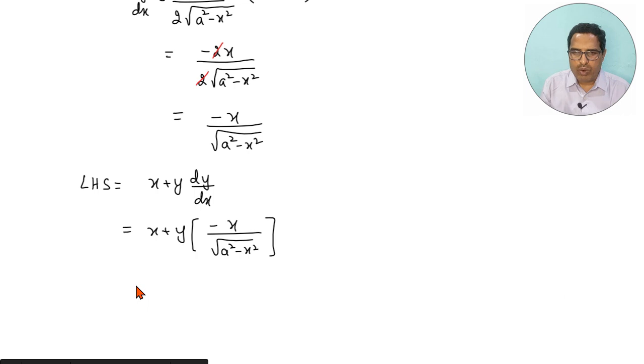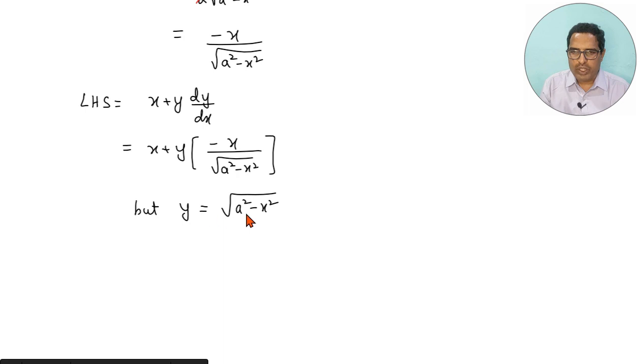But we know the value of y from the given question. So what's the value of y from the question? It is root of a square minus of x square. Substitute the value of y is equals to root of a square minus of x square there. We will be getting x plus root of a square minus x square times of this value minus x by square root of a square minus of x square.